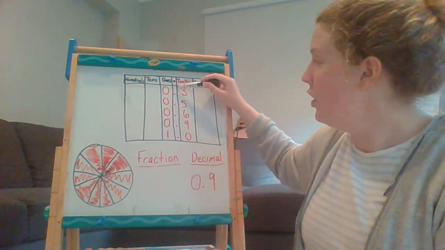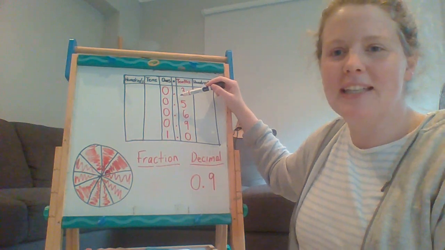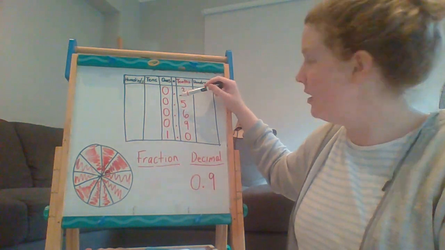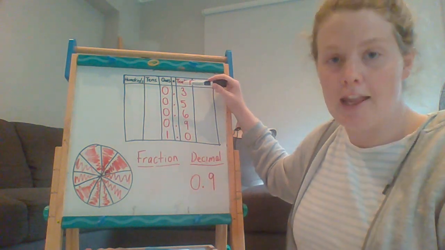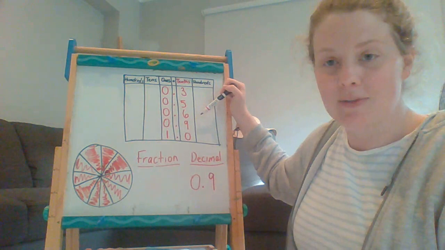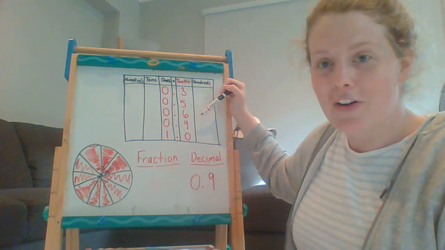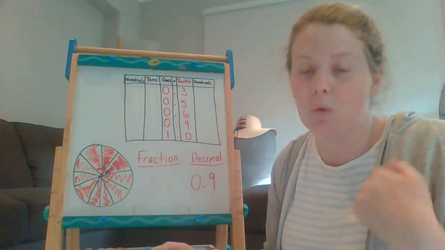So we read the 0 when we have the decimal point. We used to say point, but now we say and. So the decimal point there is representing the word and. And then we read 3/10.